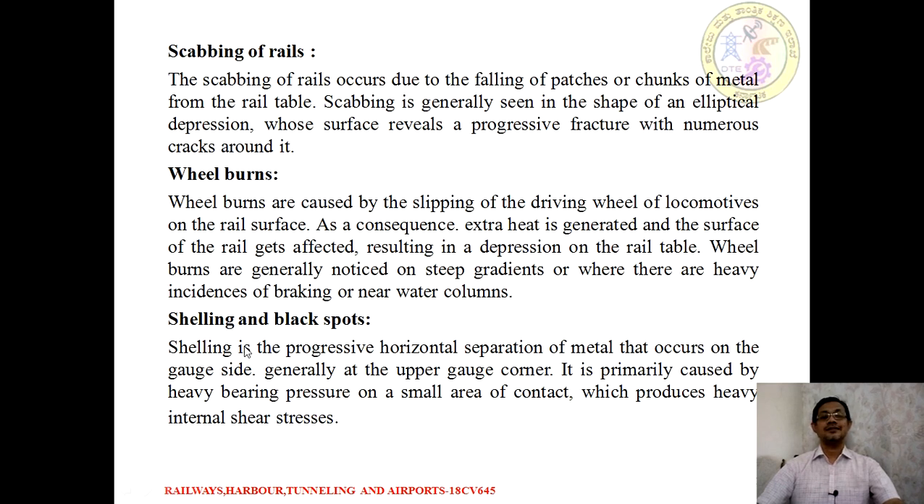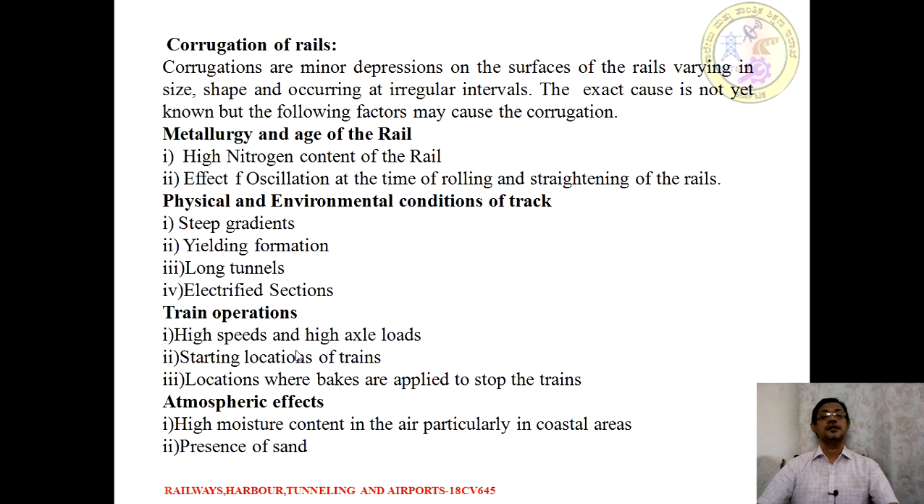Moving on to the next defect, it is called shelling and black spot. Shelling is a progressive horizontal separation of metal that may occur on the gauge side, the inner side. Generally at the upper gauge corner, the primary cause is heavy bearing pressure on a smaller contact area, which produces internal shear stresses. That is the cause of black spots or shelling.